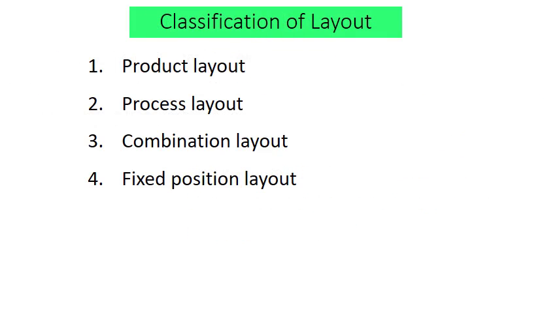Now let's come to classifications or types of facility layout. There are four major types of facility layouts. The first one is product layout, second process layout, combination layout of process and product layout, and the other is fixed position layout. Let's see one by one.